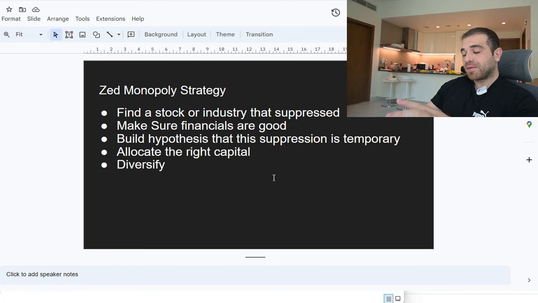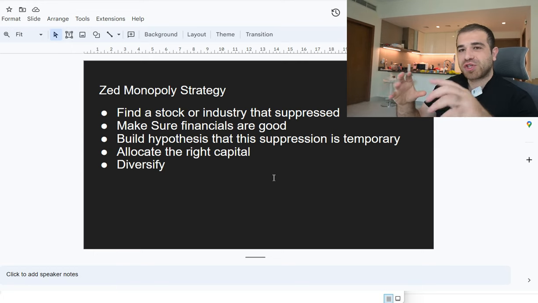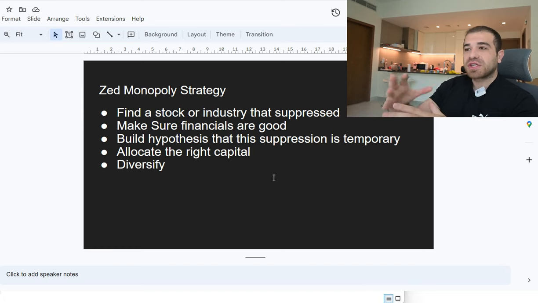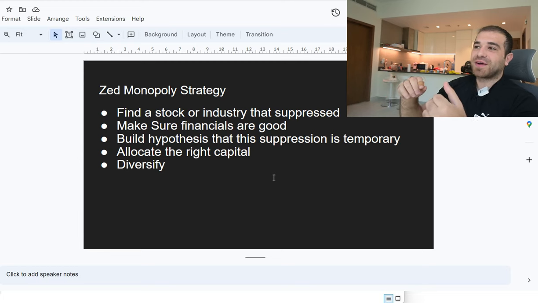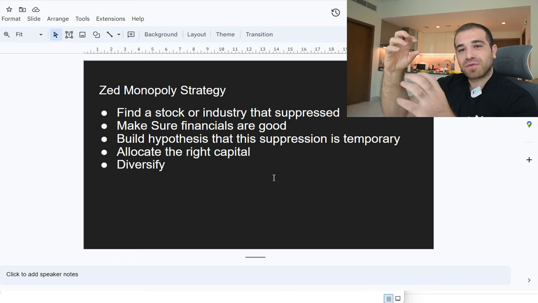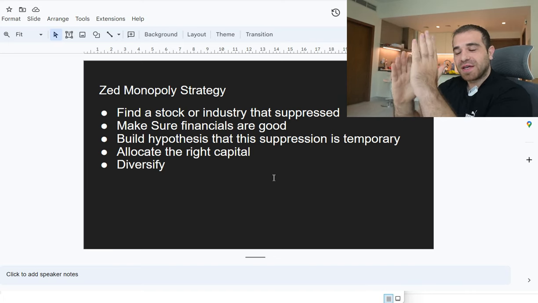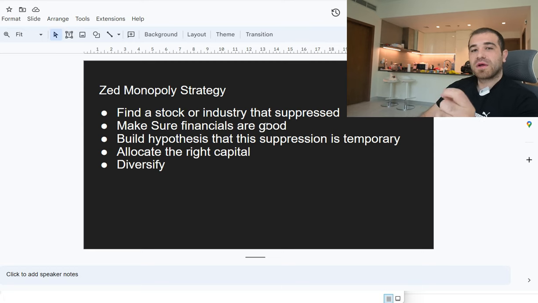Okay? So, finding a stock or an industry that's suppressed. This is where, I guess, experience needs to come into play. Because not every cheap stock is suppressed. Let's use real estate stocks as an example. Interest rates are high, right? So real estate stocks are suppressed because of interest rates. As interest rates come down, these stocks go up, right? And I guess that's a trade for you guys, real estate stocks. But then you have to look at the financials to make sure the financials are good.